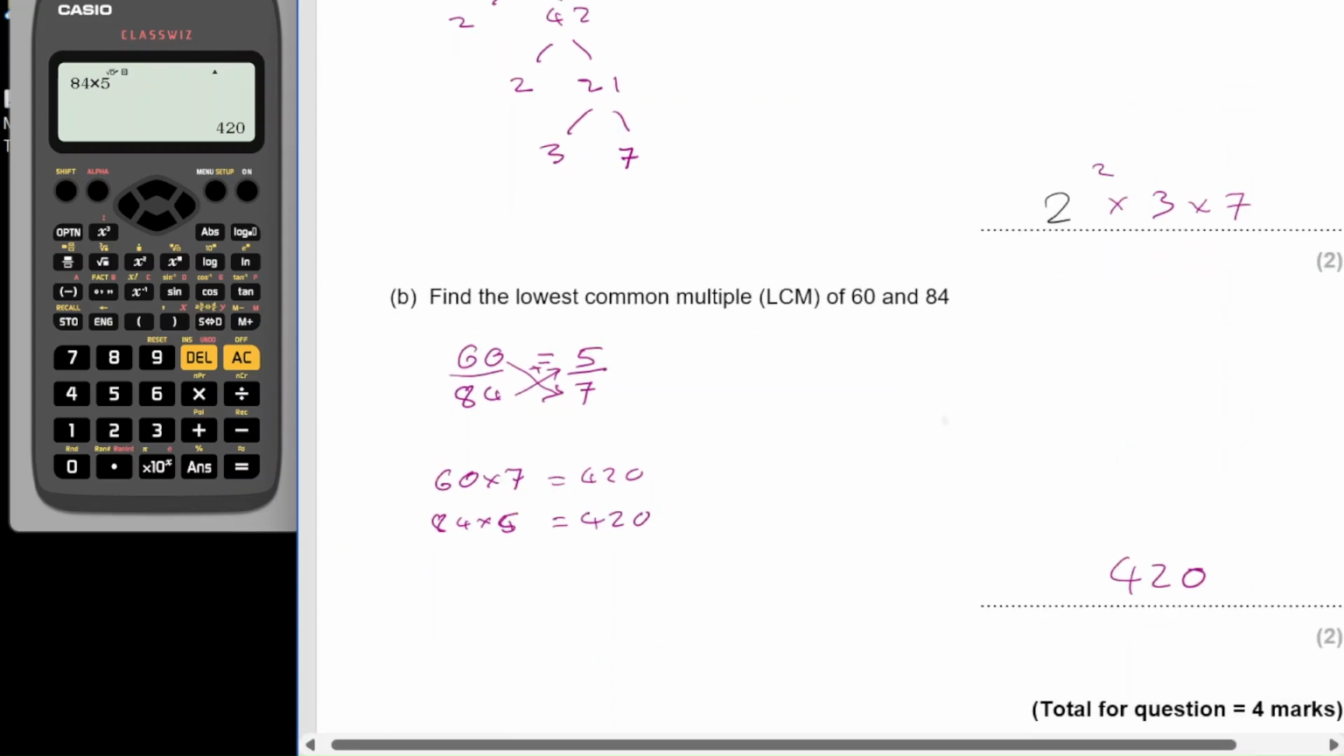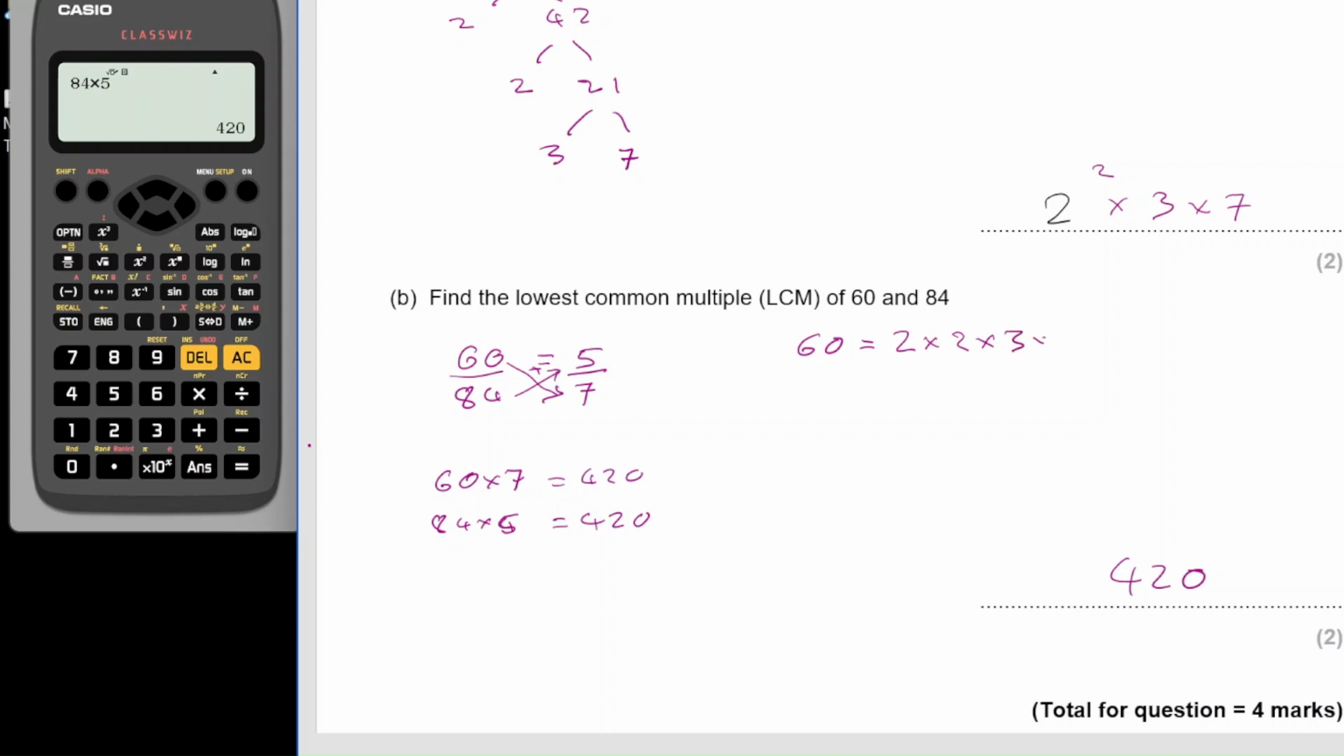Alternatively, we've already done 84 here. If we write 60 as its prime factors in a similar way that we've just done, breaking that one down, it's 2 times 30, which is 2 times 15, which is 3 times 5. The lowest common multiple is then going to be all of the factors, the union of them all. So the lowest common multiple would be 2 squared times 3 times 5 times 7. So that, just showing you, that gives you the same answer. 4 times 3 times 5 times 7 gives 420 as well. But on a calculator paper, I tend to use that as my method.